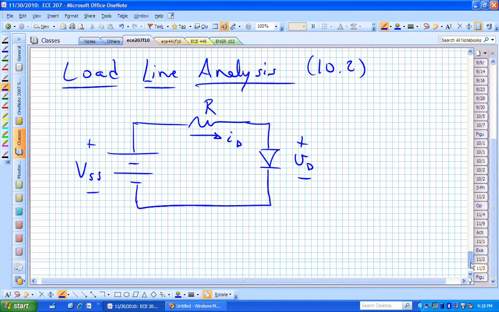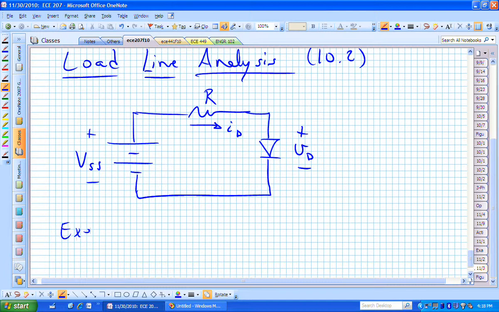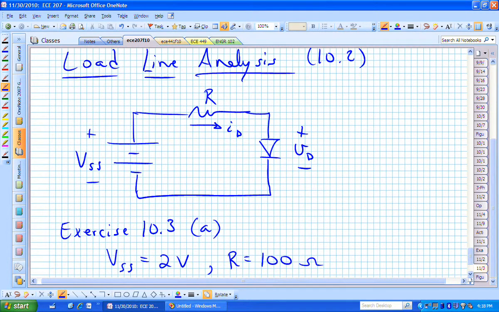Let's just look at a particular example that you can go back to if you want to. Let's look at exercise 10.3, part A. In part A, they give us a couple of specific numbers. They say, suppose that V sub S is 2 volts, and suppose that your resistor R is 100 ohms.